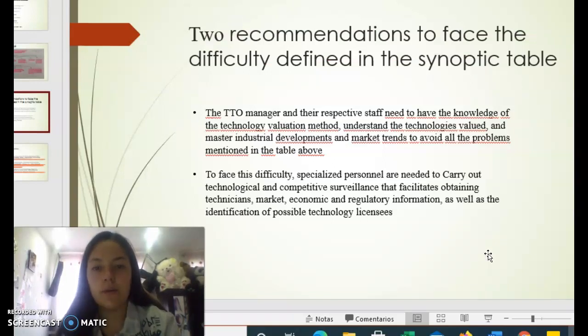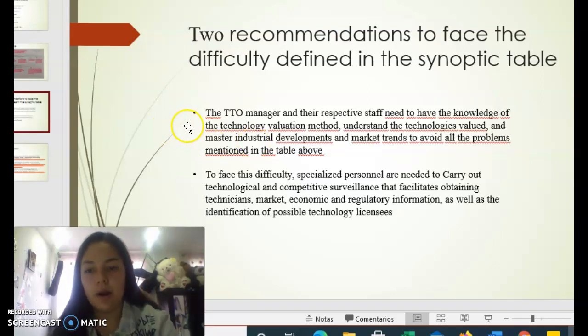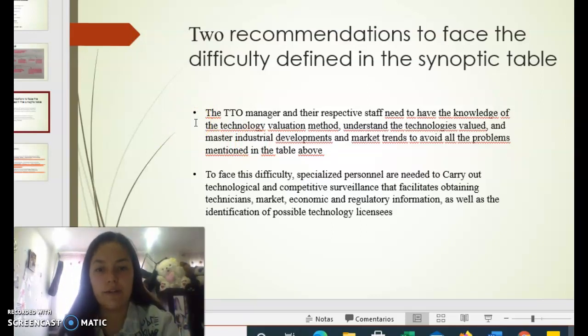Okay, and two recommendations to face the difficulty defined in the synoptic table are: 1. The TTO manager and their respective staff need to have the knowledge of the technology evaluation method, understand the technology value, and master industrial developments and market trends to avoid all the problems mentioned in the table above.